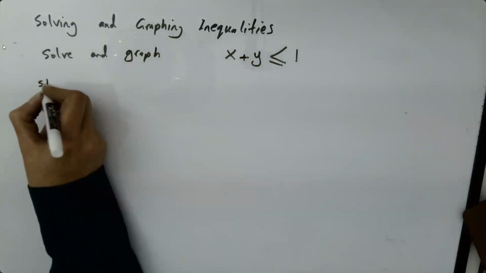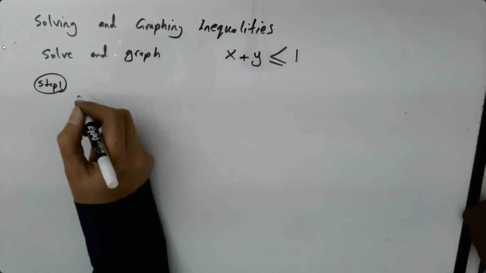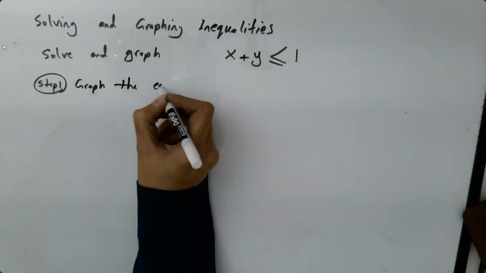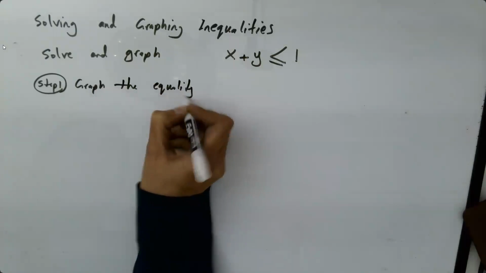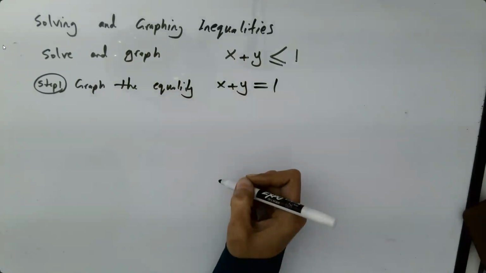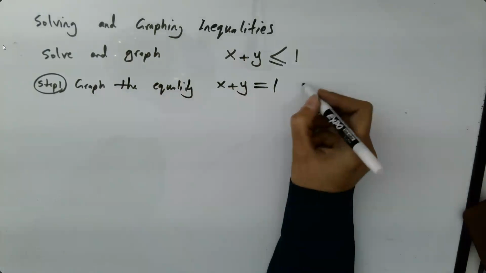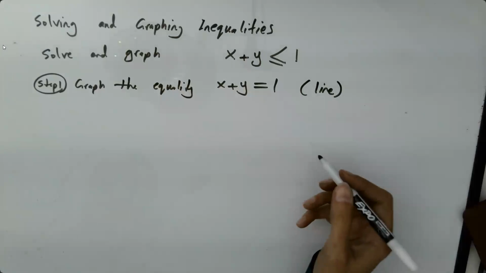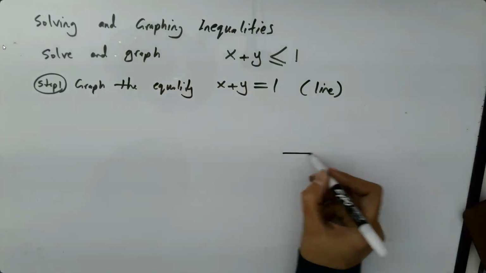Step 1, follow these steps. Graph the equality. What do I mean by that? Graph x plus y equals 1. This is your very first step. It's going to be a line. Okay, let's graph it. It's not that hard to graph this guy.